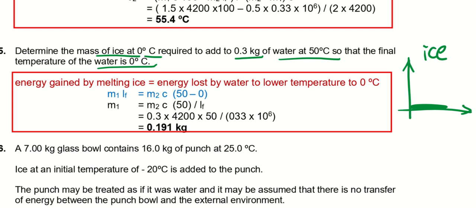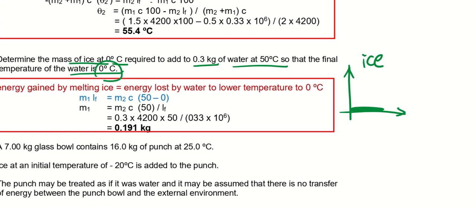This is for ice. Just a flat line. Why? It doesn't change what? For the ice, it doesn't change temperature. It changes state. That's why it became water at 0 degrees. How about the water at 50?